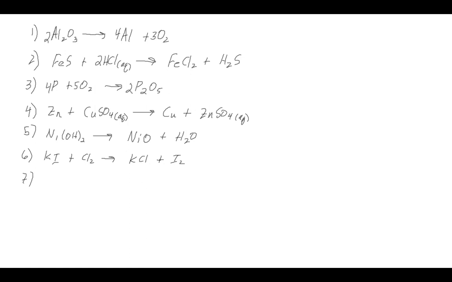Okay, number 7 is going to be lithium iodide, okay, AQ, plus silver nitrate, AgNO3, AQ, okay, and that's going to produce silver iodide, which you may see a solid here, which is a precipitate. That's going to come out as a solid, okay, and then you're going to have lithium nitrate, all right, which is still AQ.